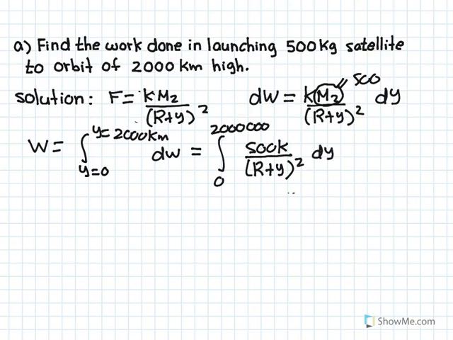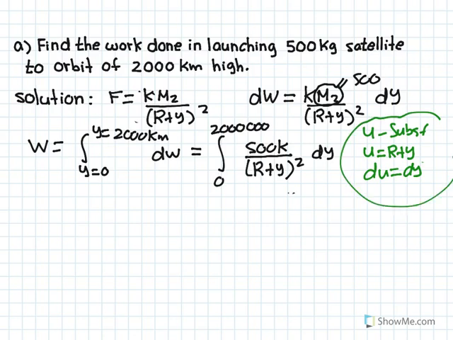We're going to apply U substitution to solve this. Let u be equal to r plus y. Differentiate both sides with respect to y. Derivative of capital R is just 0 because it's a constant, plus derivative of y is just dy. So du is equal to dy. It's neater this way, and let's label this as U substitution.